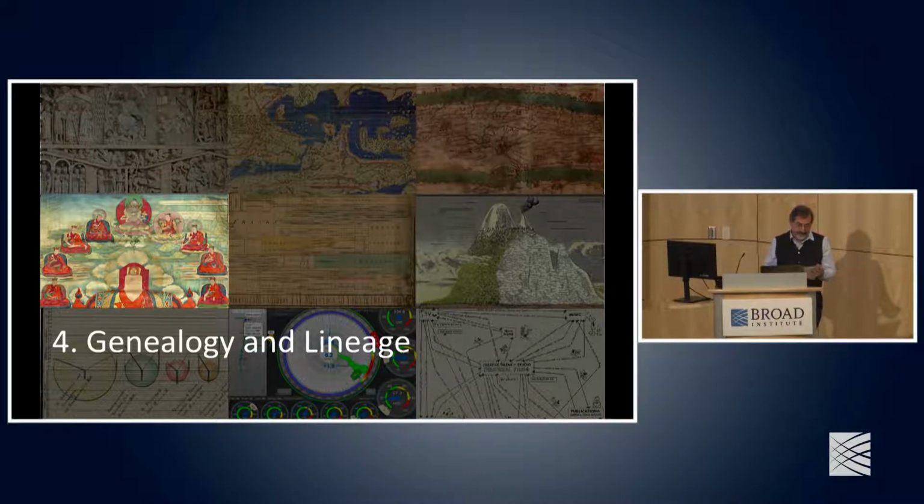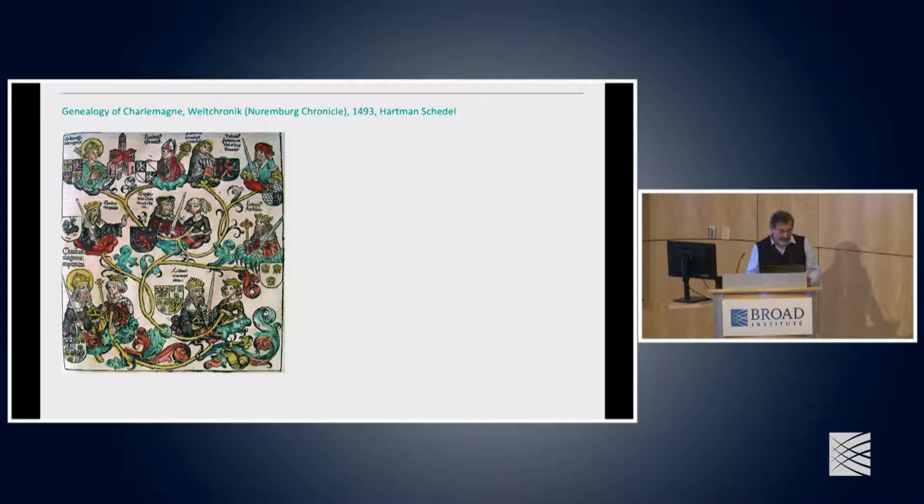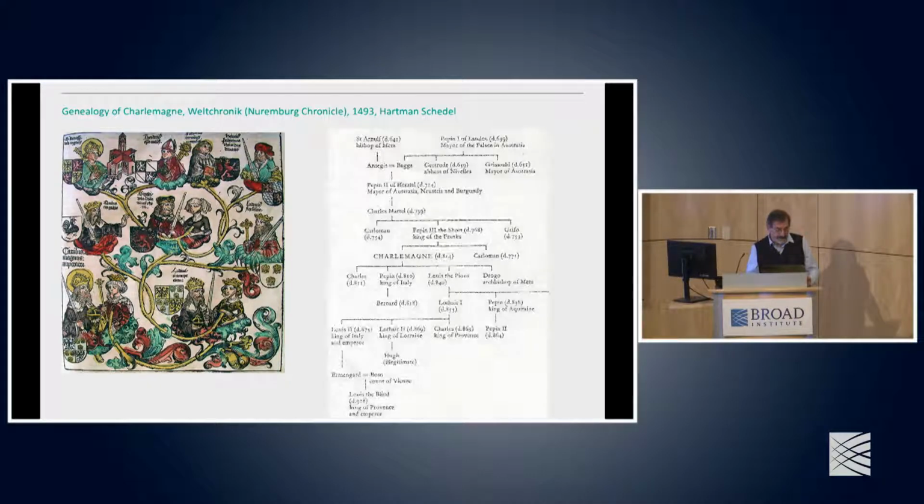Genealogy and lineage diagrams have a purpose of recording descent relationships. The primary function is a representation of either inherited value or inclusion or position in a religious, political, or cultural community. This is the genealogy of Charlemagne from the Nuremberg Chronicles. This uses an organic metaphor of a vine connecting the emperor of the Franks to his ancestors. We can compare this to the common descent diagram on the right, and we can see here is Saint Arnulf, here is Charles Martel, and here's Charlemagne.